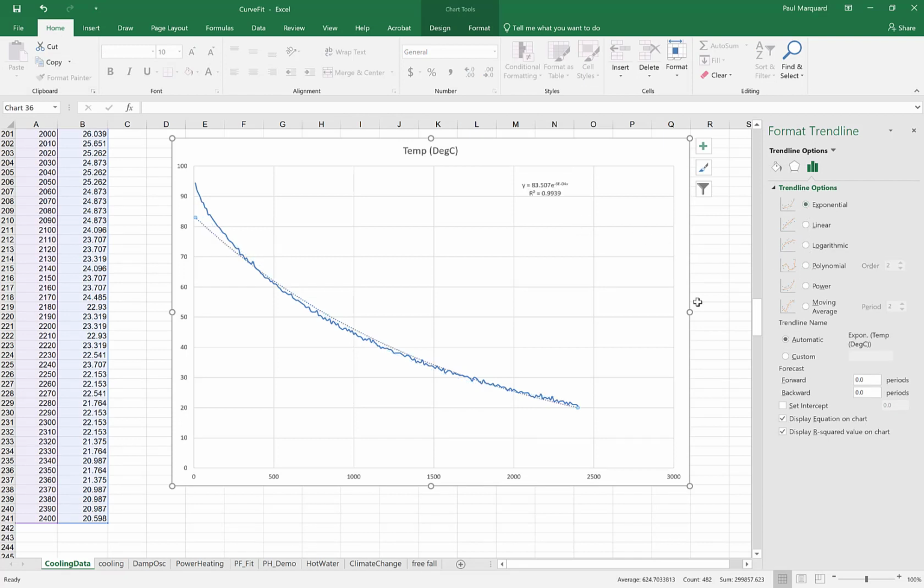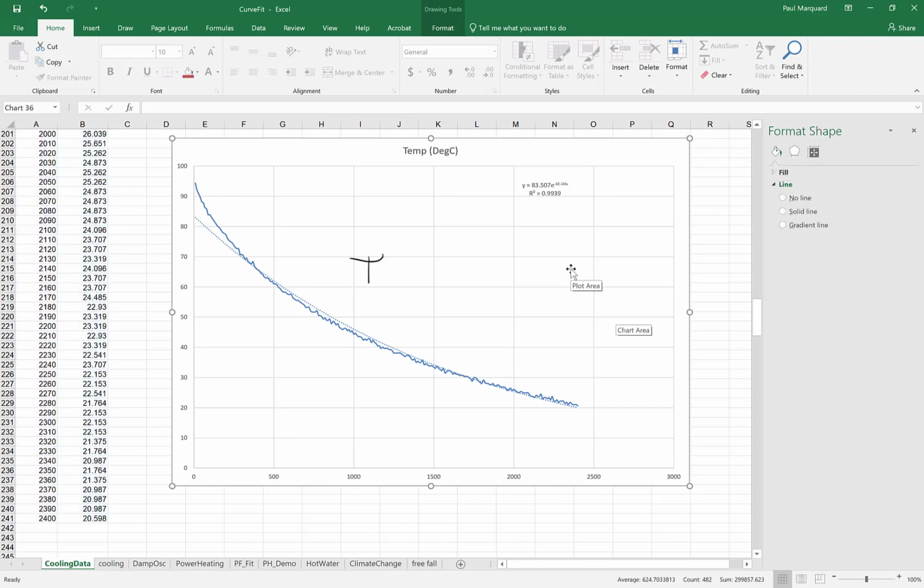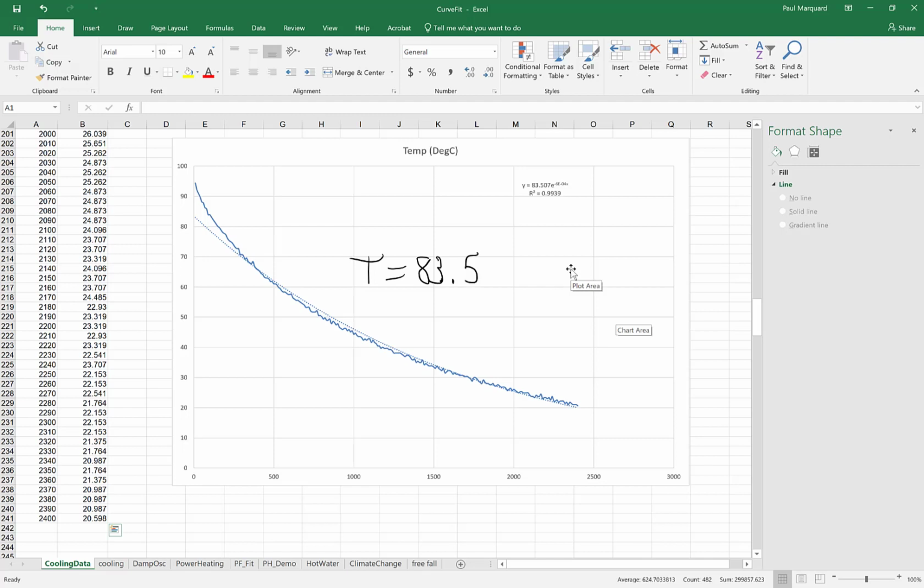Let's take a look at the exponential, because in reality, this is also not very good. So this is telling me that the temperature equals 83.507 e to the minus 0.0006 t, where little t is time and big T is temperature. You can see I've got not a very good fit right up in here, but again, that's an exceptional R squared value. But here's the real problem with this.